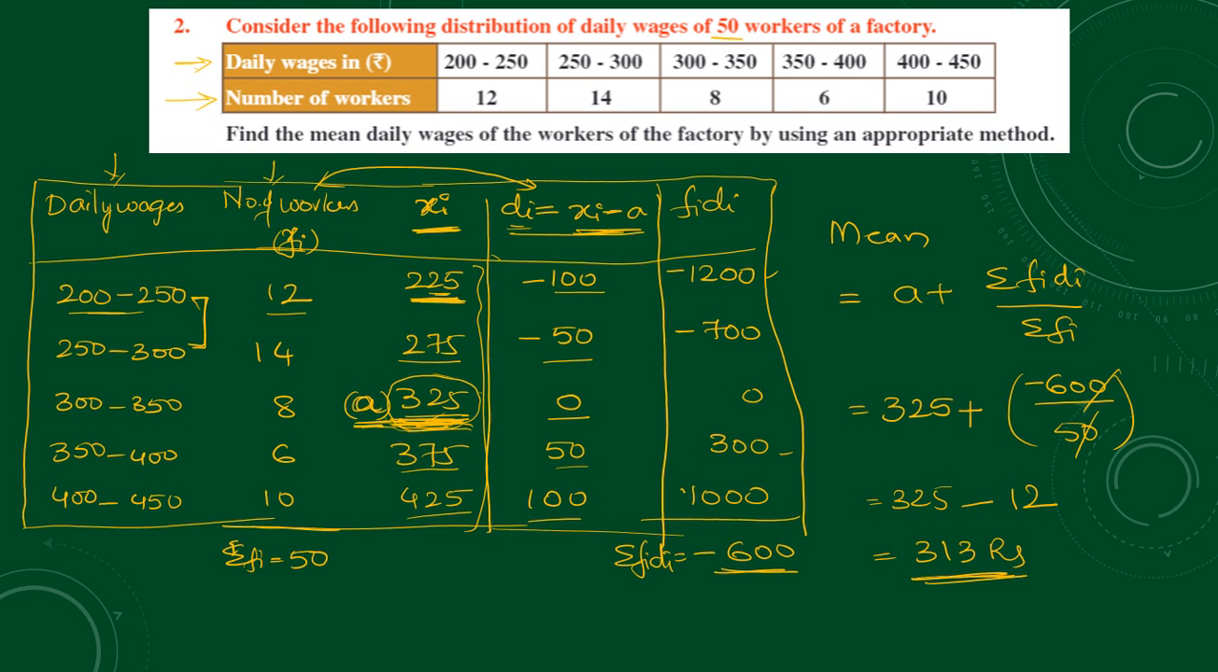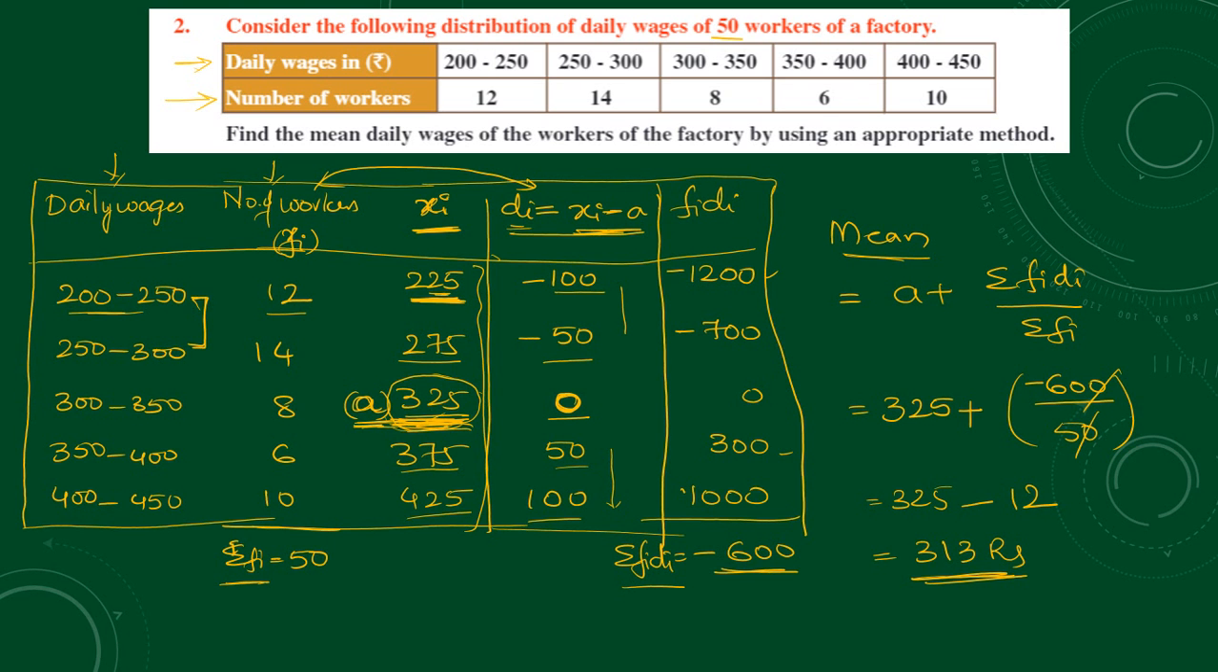Next, after that, what are we going to get? Above the value of a you are going to get negative values, below a you are going to get positive values, and parallel to a you are always going to get 0. After that comes the normal simplification. You are going to get summation of fi di, summation of fi, and finally you are going to substitute into the formula. Mean is equal to a plus sigma fi di by sigma fi. On substituting the values you are going to get the answer, right? So this is the second method, which is very very important.